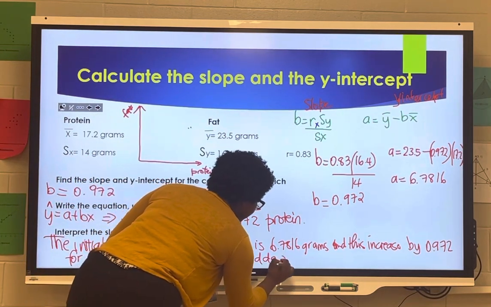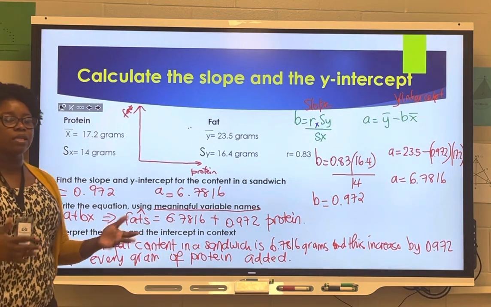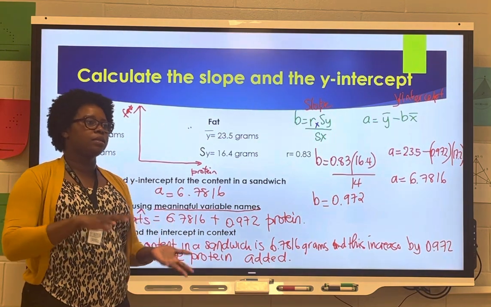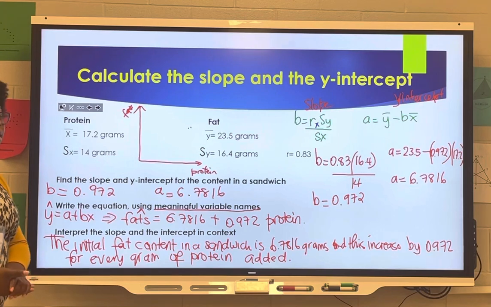The interpretation part that I'm talking about may be different based on how you speak, but once you can tell the relationship between the fat and the protein content in your sandwich, you should be good.